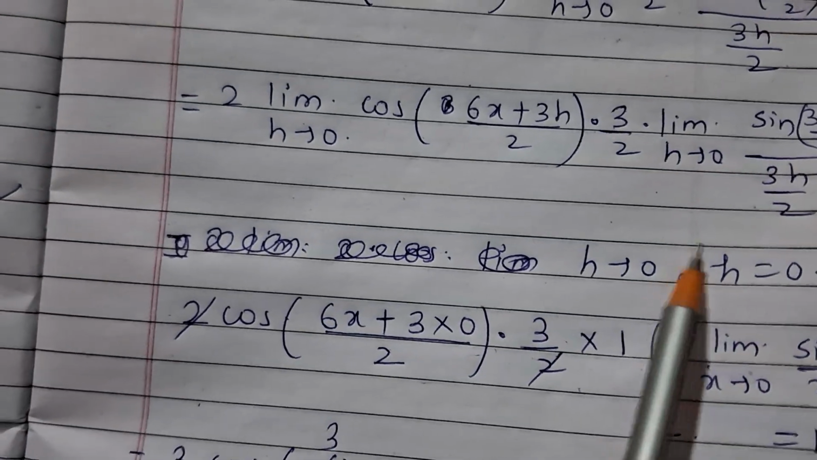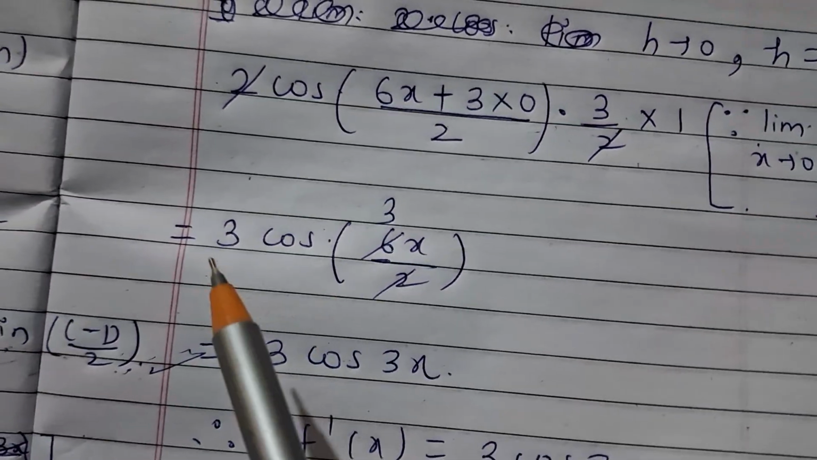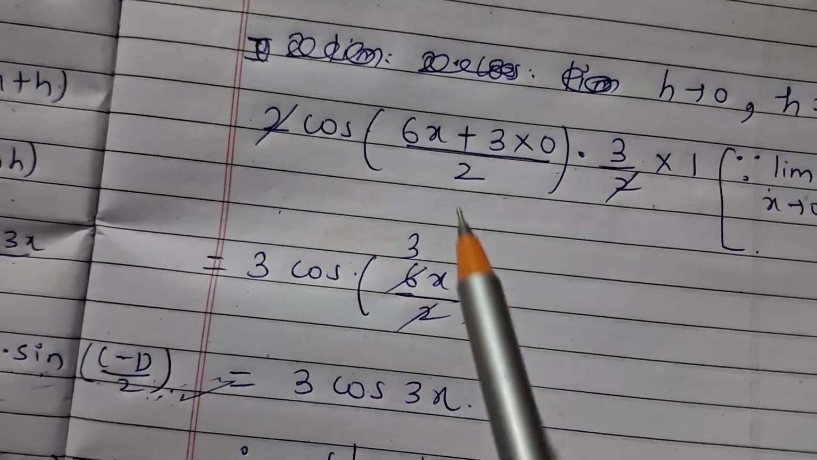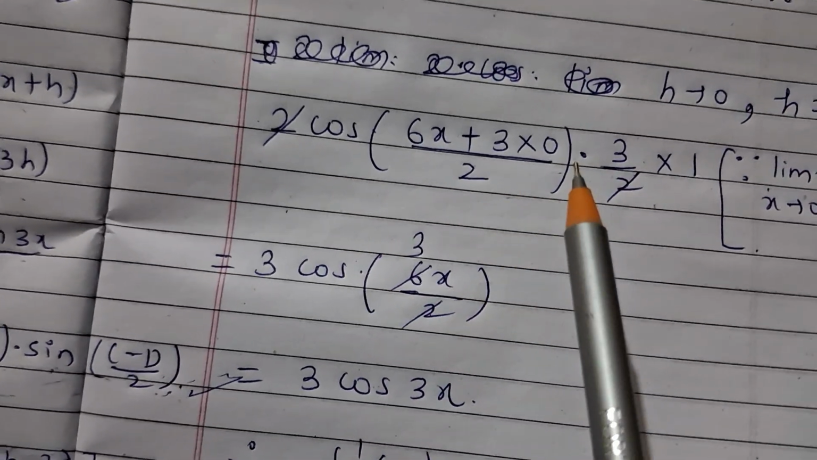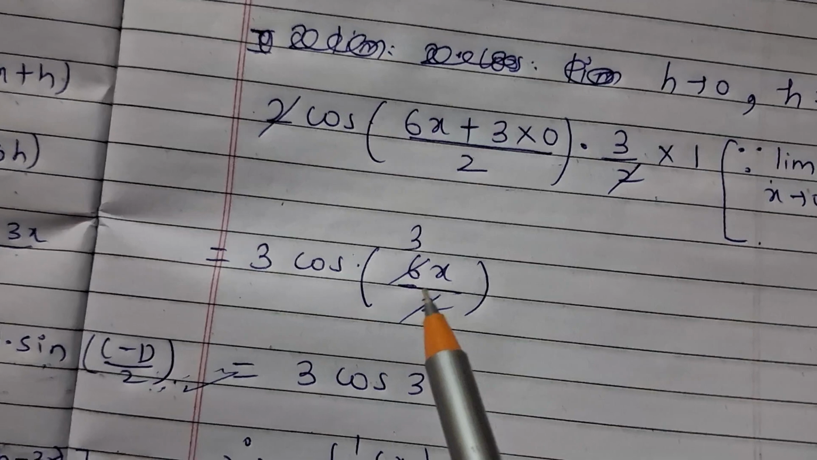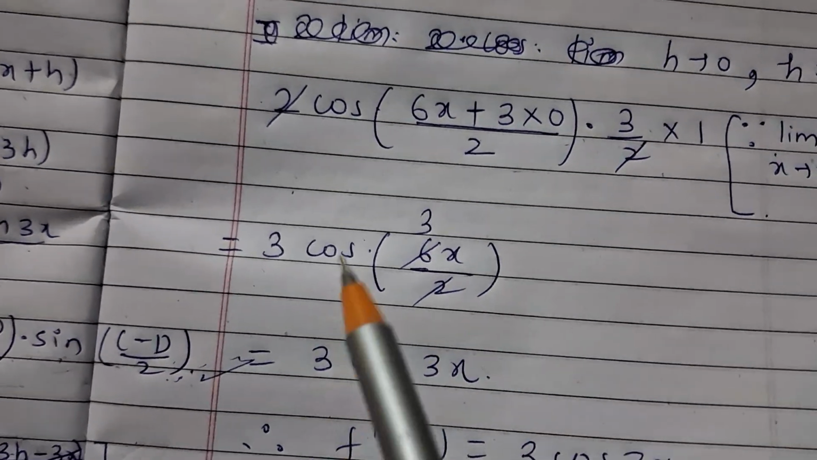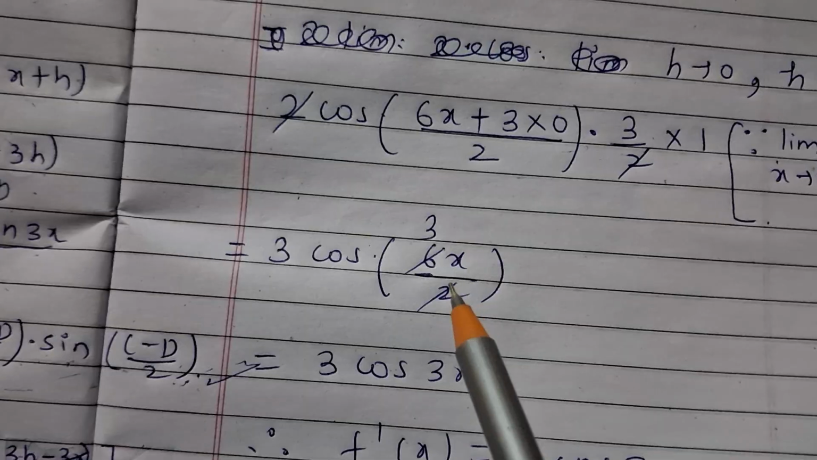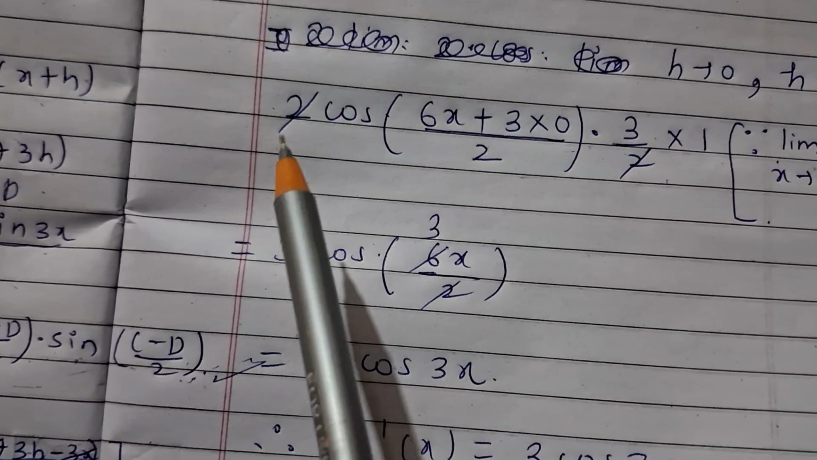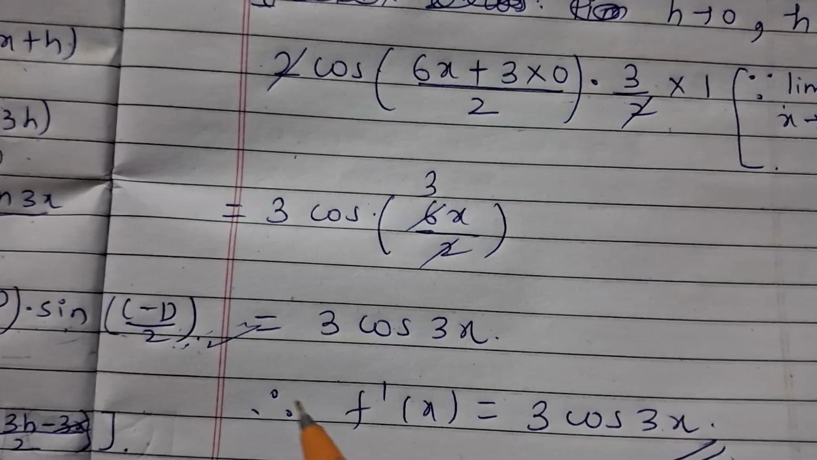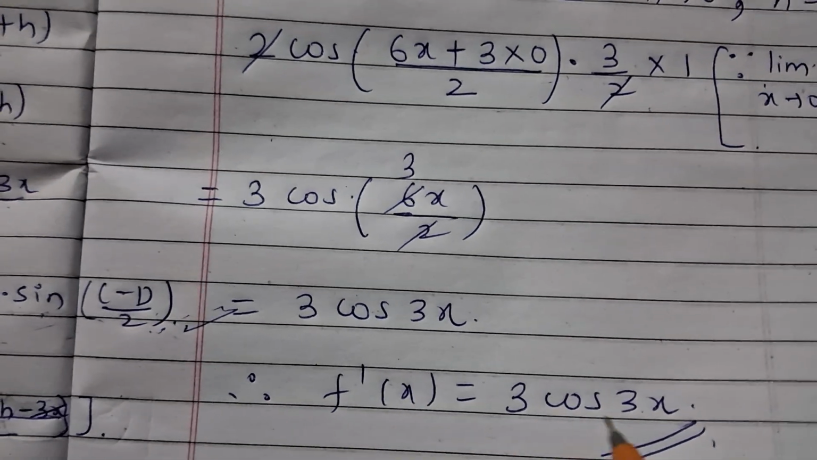Then only 3 is left, and in cos, 3 into 0 is 0, so 6x upon 2. Then 2 and 3 are 6, and this 2 and this 2 cancel, so we write 3 cos 3x. Therefore f'(x) = 3 cos 3x.